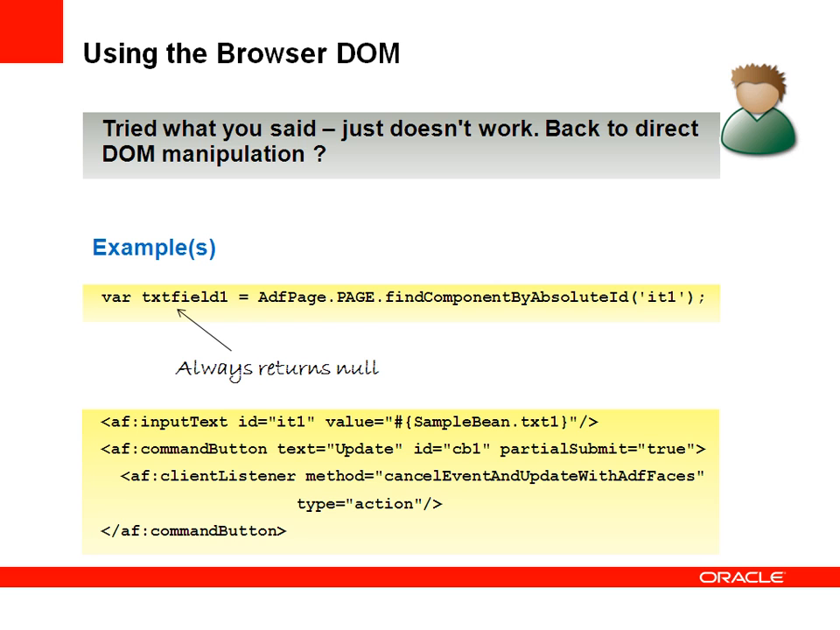Well, he learned the lesson, and a day later he came back to Jim and said, well, I tried what you said, but it just doesn't work. So should I go back to direct DOM manipulation? So let's see what he's doing. So DOM is actually executing ADF page find component by absolute ID. Now that's exactly how we recommended it to do, but that always returns null.